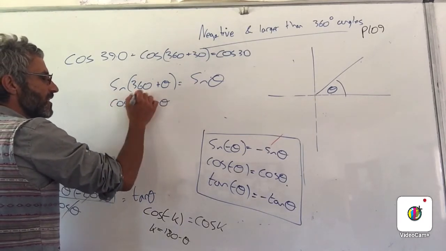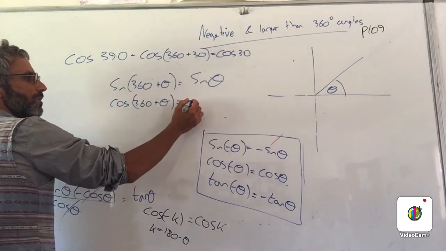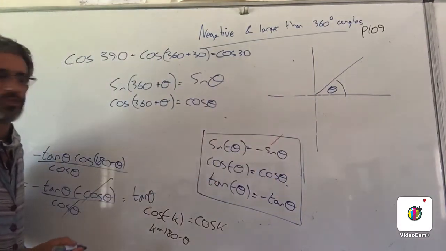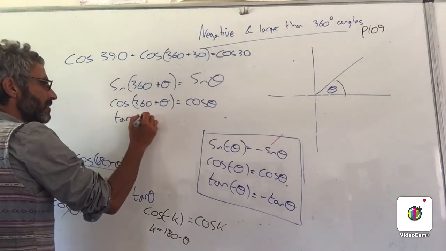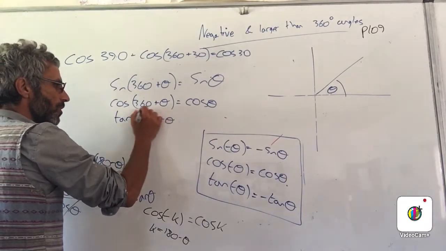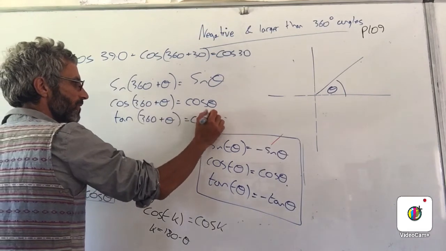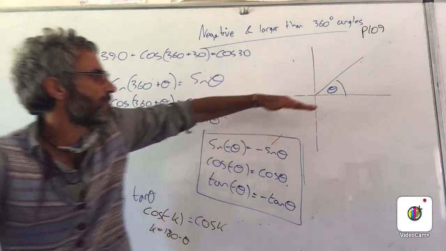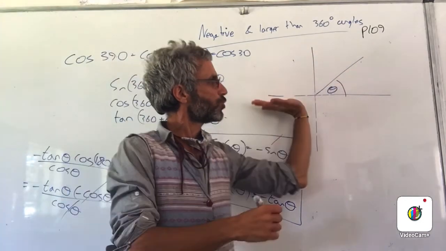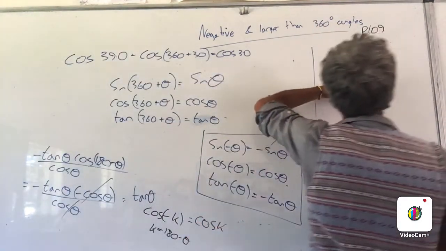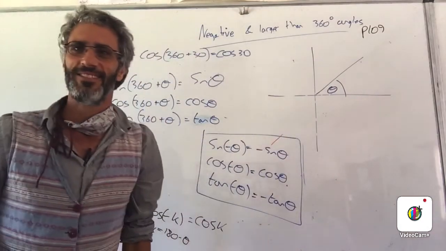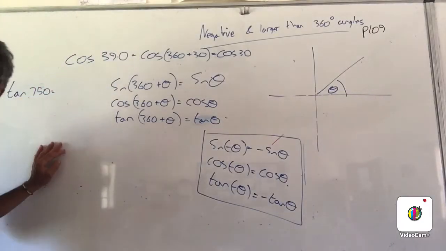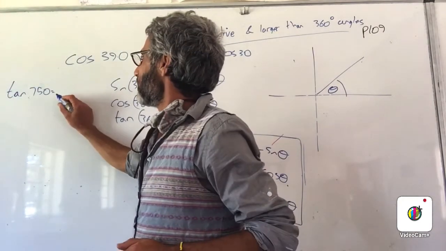360 plus theta will be equal to what? Cos theta, it doesn't have any effect because we just did the whole round and we got to where we started. And tan, same. It doesn't change anything because all we need is one revolution, and then we went again theta.